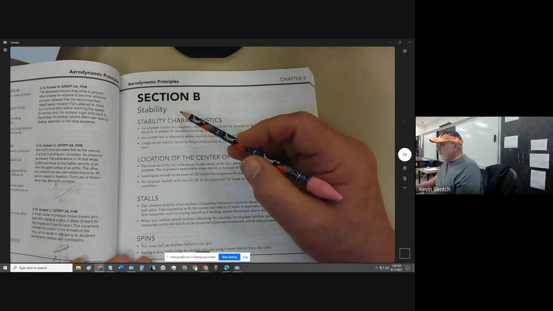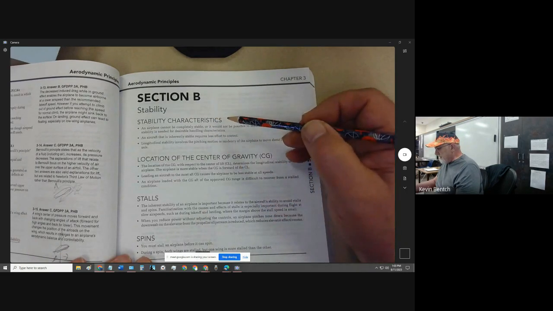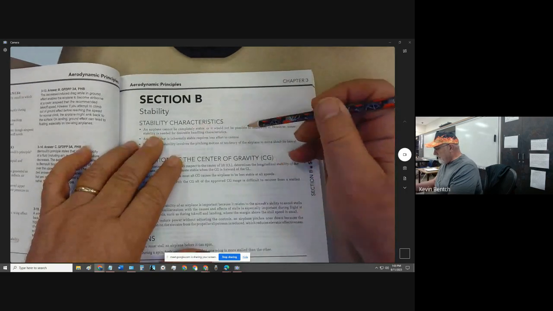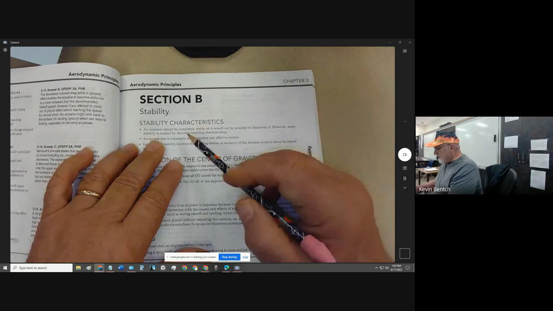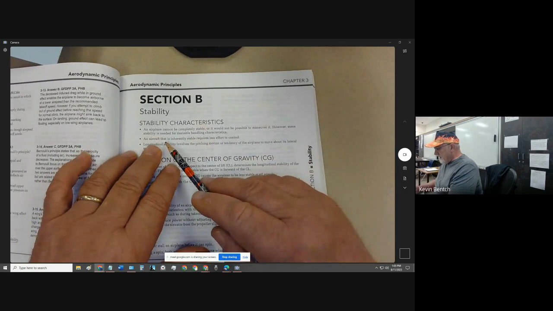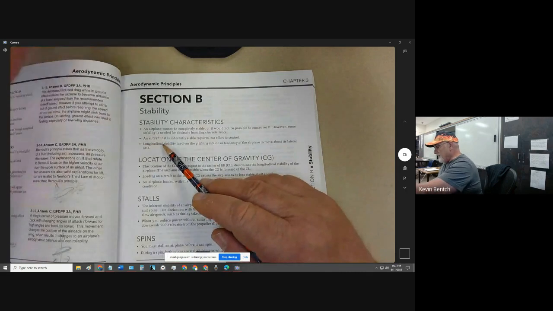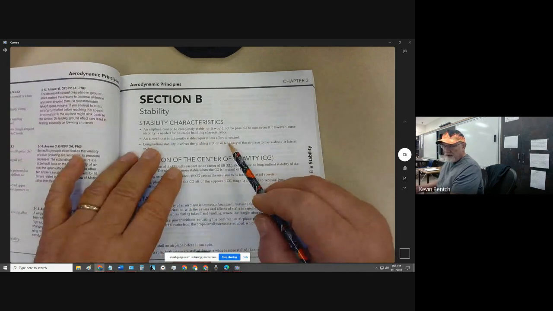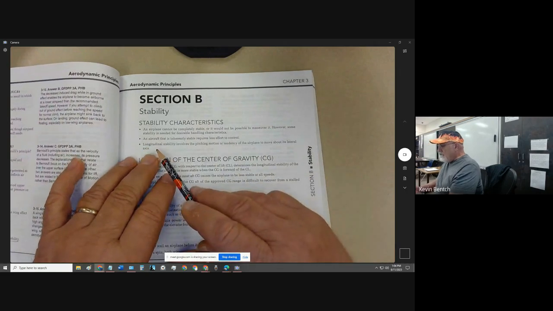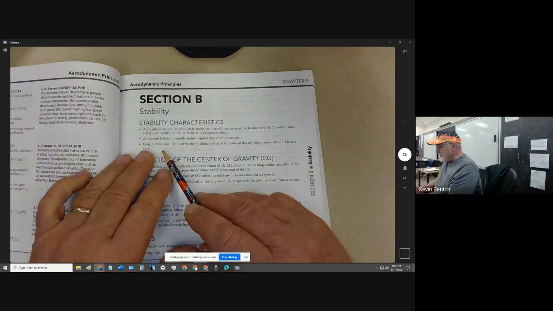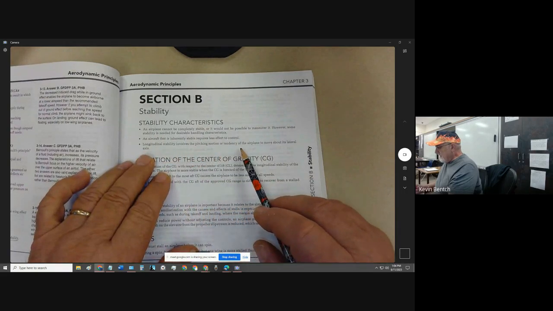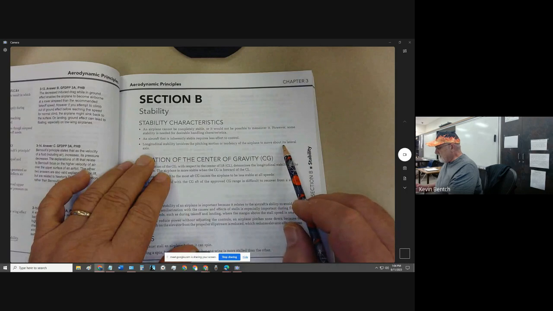Section B, stability. Stability characteristics. An airplane cannot be completely stable or it would not be possible to maneuver it. However, some stability is needed for desirable handling characteristics. Another item, an aircraft that is inherently stable requires less effort to control. Sure, it flies well. Longitudinal stability involves the pitching motion or tendency of the airplane to move about its lateral axis.